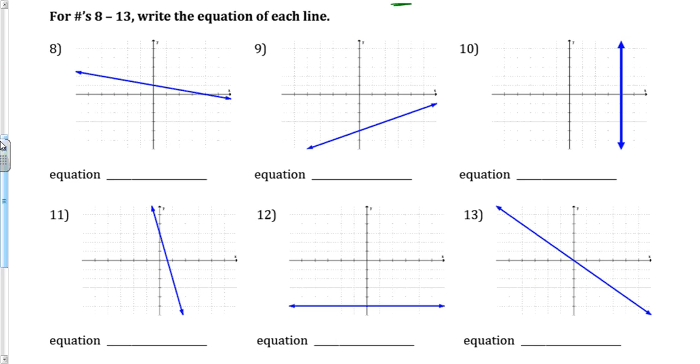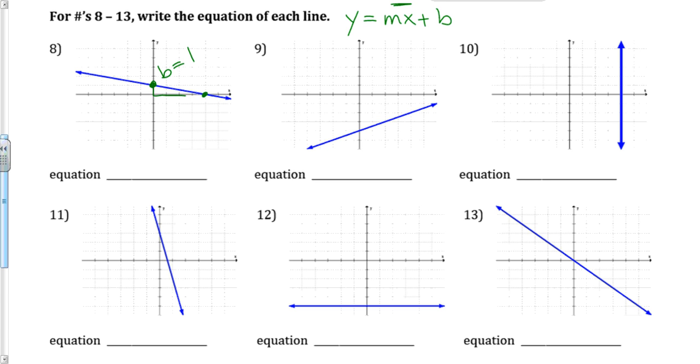Moving on to the next section here, writing an equation from a graph. In this case, we want to use the form y equals mx plus b. Using that form, we need two pieces of information, the first being the y-intercept, or b. In this case, it's positive 1.